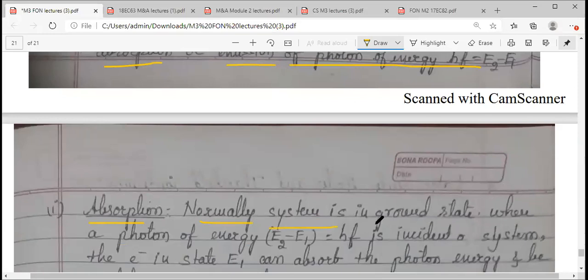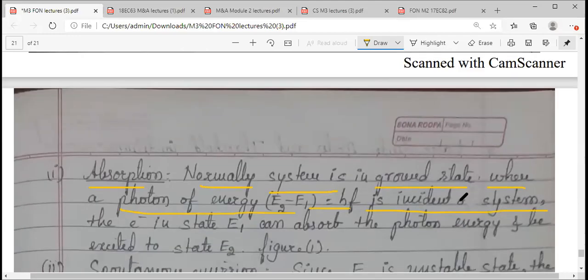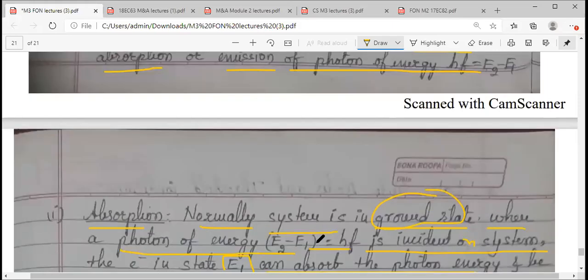So talking about the absorption, normally what happens in the system? At equilibrium, what we call the ground state, the carriers will be there. The system will be in the ground state, so it will be stable. When a photon of energy E2 minus E1, that is equal to hf, is incident on a system, the electrons which are present in the ground state, they are in the E1 state, they will absorb this photonic energy, and their energy will be so high that they get excited to state 2. This is given in figure 1.